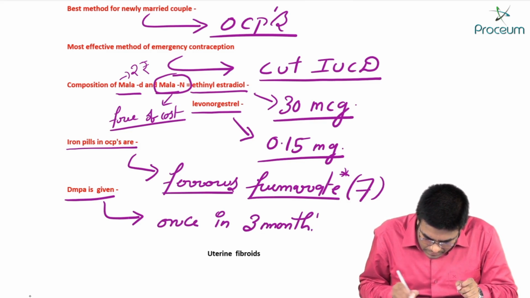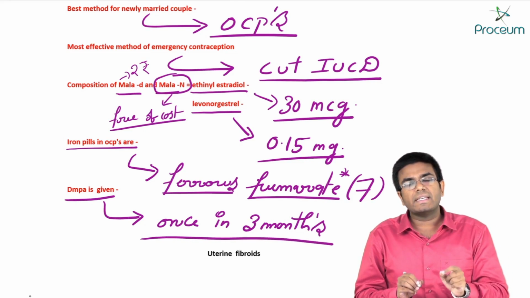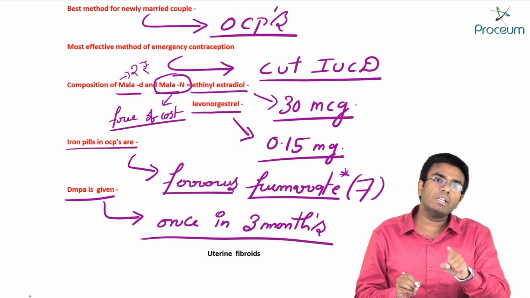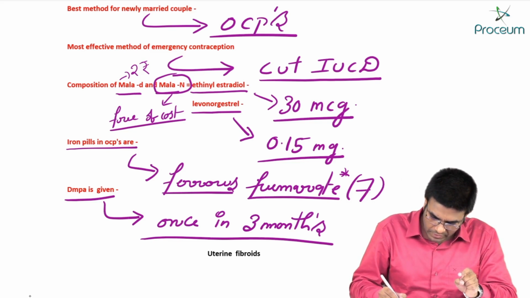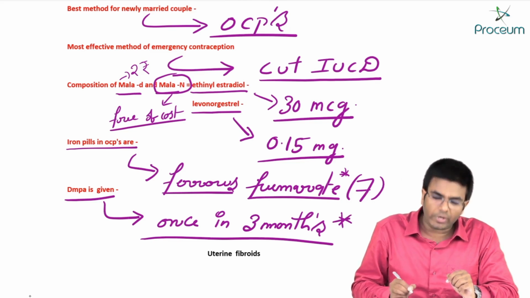Okay, this is the important point you have to keep in mind. Depot medroxyprogesterone acetate is given once in 3 months, which is an injectable progesterone. Okay. Now, after this, let's continue with the uterine fibroids.